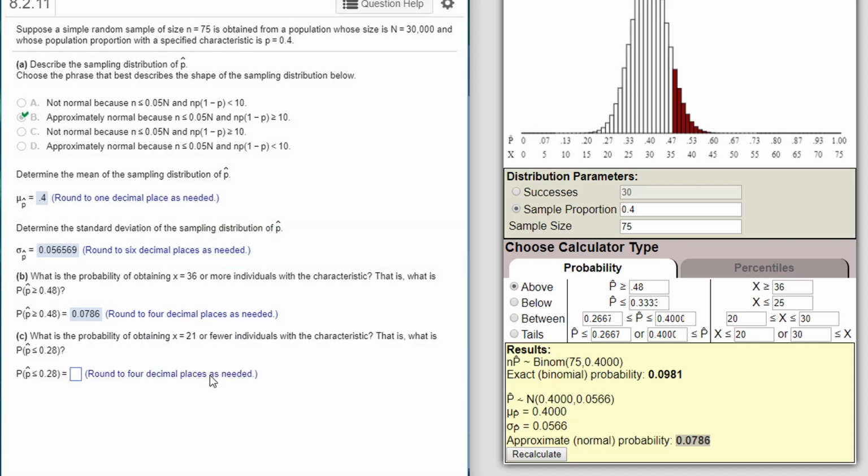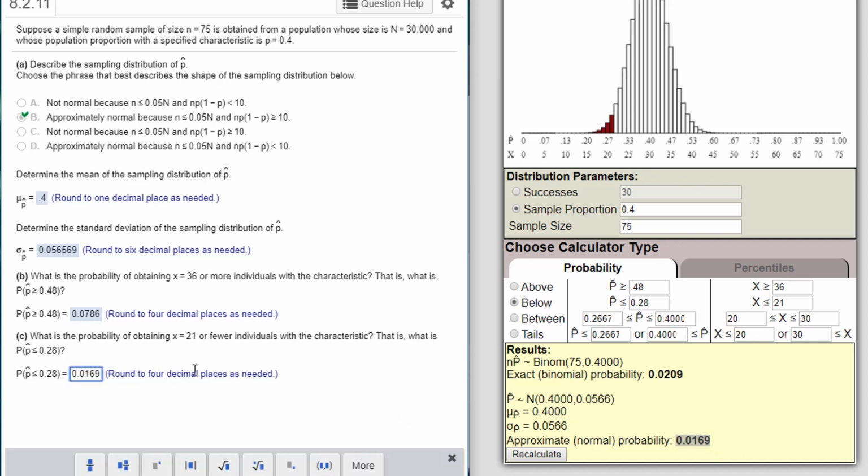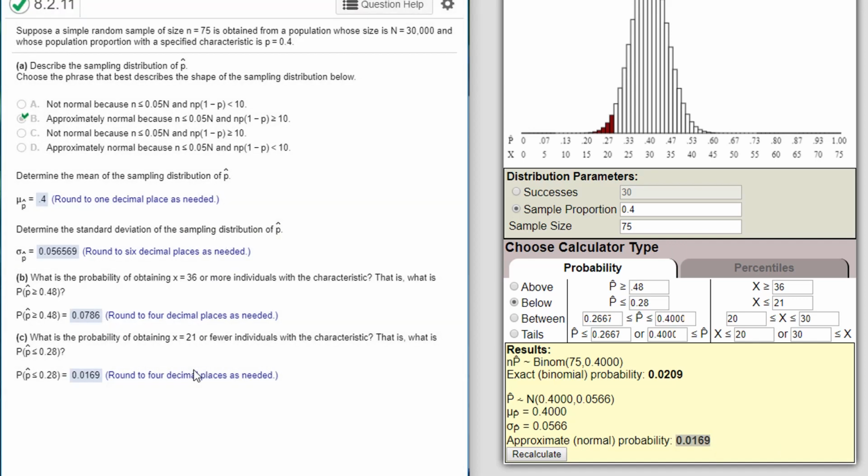What's the probability of getting 21 or fewer individuals? That is the probability of p hat being less than or equal to 0.28. Let's just put that in. Below 0.28. Hit enter. My probability is 0.0169. And that's that. Cool.